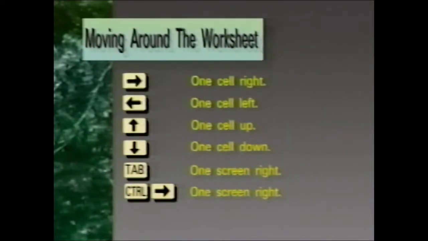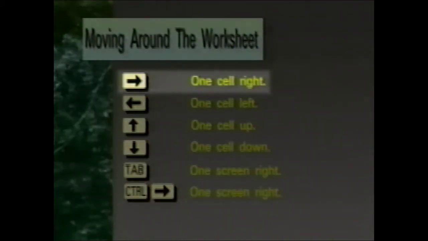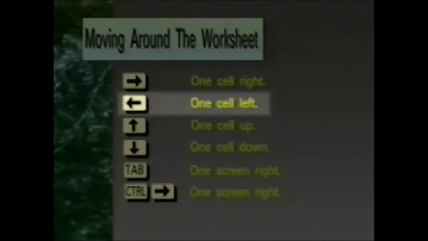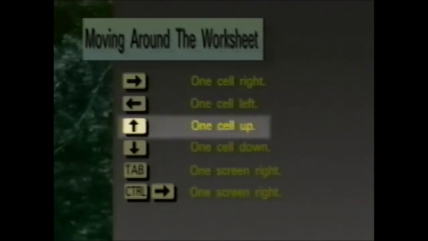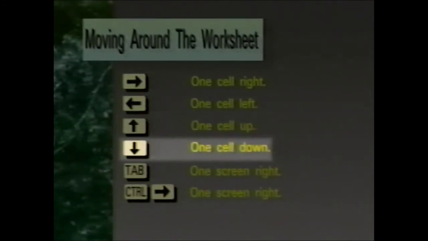There are a variety of options you can use to move the cell pointer. The arrow right key advances the pointer one cell to the right. The arrow left key moves the pointer one cell to the left. The arrow up key advances the pointer up one cell. The arrow down key moves the pointer down one cell.